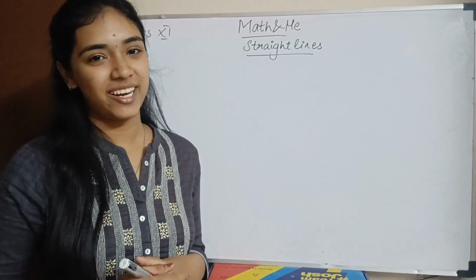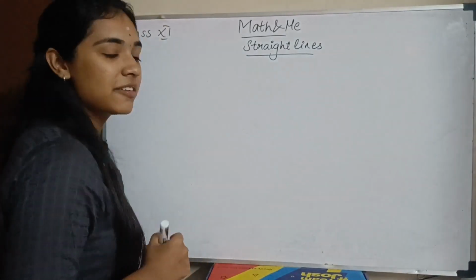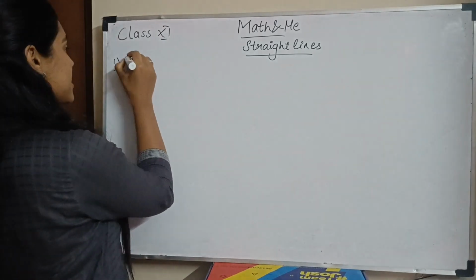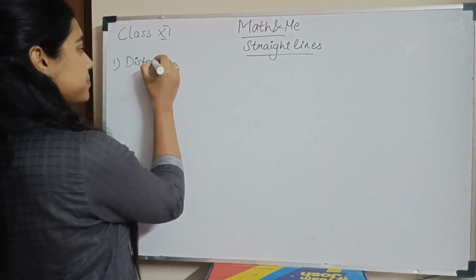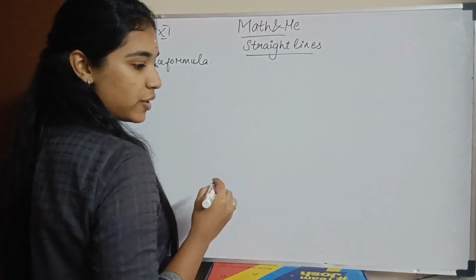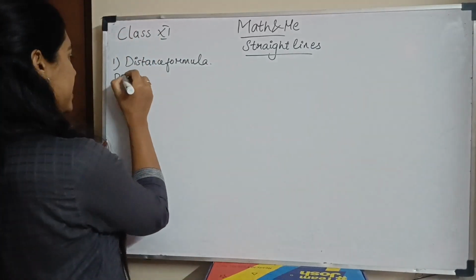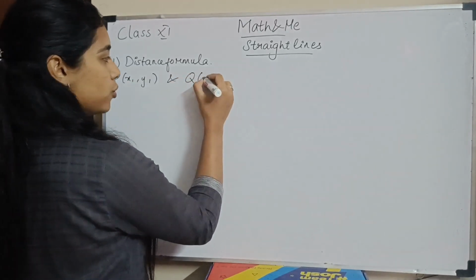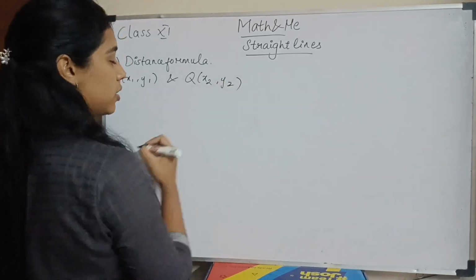So let's get into straight lines now. First, we are going to look at a few formulas. So first is the distance formula. When you have 2 points, P of x1, y1 and Q of x2, y2.